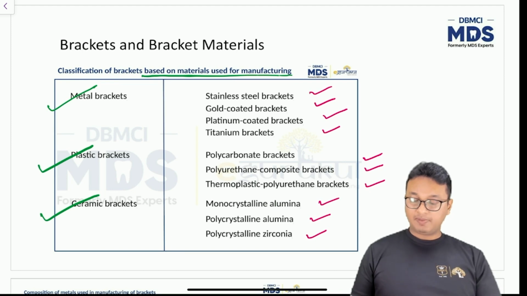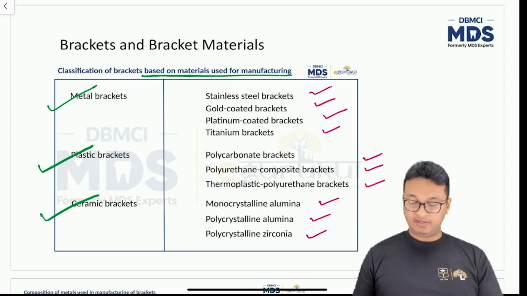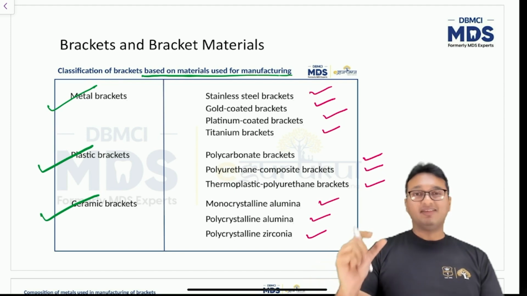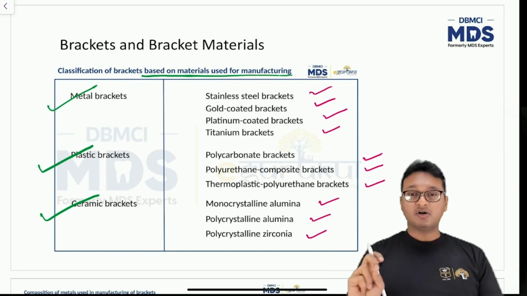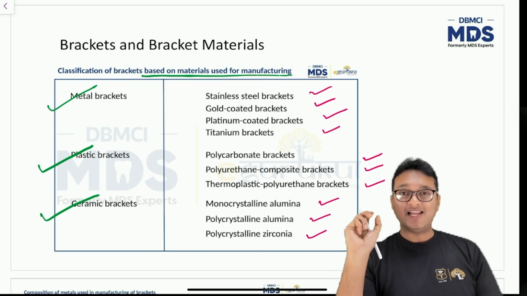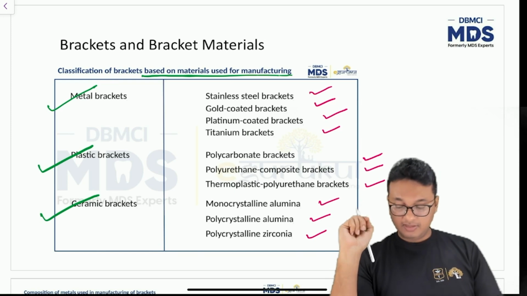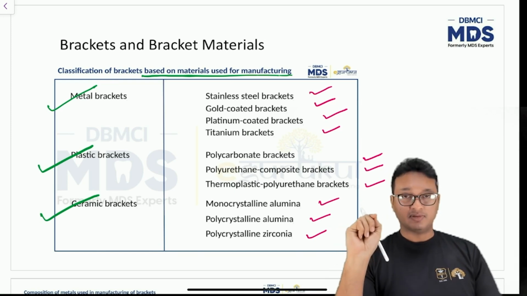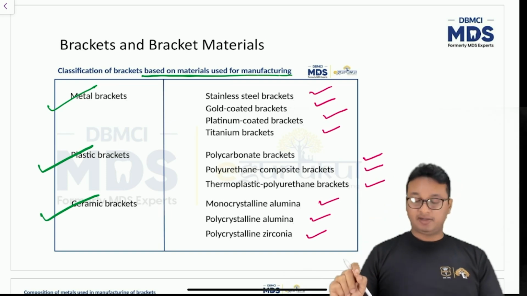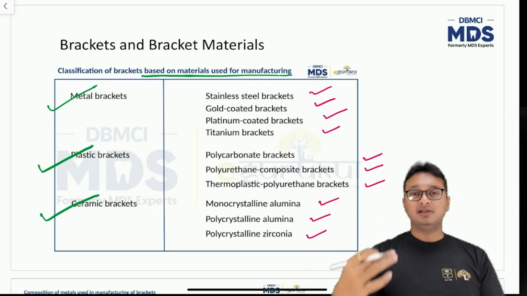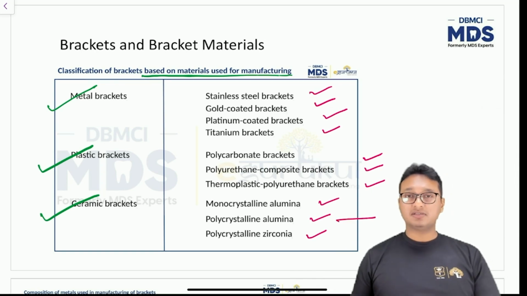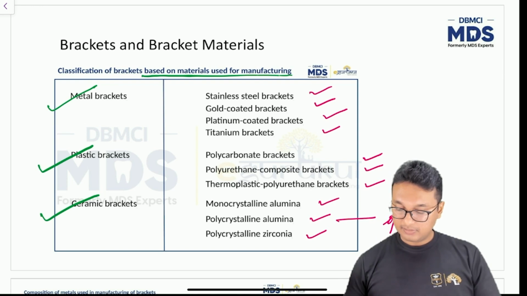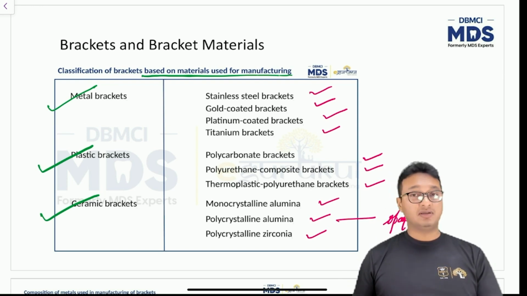Now monocrystalline alumina brackets are clearer as compared to polycrystalline ones. The reason being, monocrystalline, as the name suggests, has a uniform distribution of the crystalline alumina. Alumina is aluminum oxide, right? So it has a uniform distribution of aluminum oxide particles within the substance of the bracket. Whereas the polycrystalline one has multiple types, multiple opacities, and that renders this polycrystalline alumina bracket a little opaque. It is white in color for sure, but it is not completely transparent. It is either opaque or white in color.